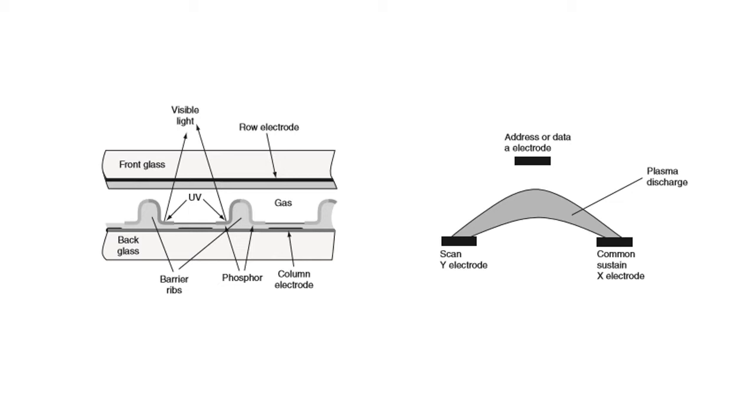Okay, and how is this plasma useful in TV? Phosphors, which emit different colors when excited, are used to cover the inside of the pixel. The ultraviolet rays that are generated in the discharge impact on the phosphor coating to emit colored light. The figure shown on the right is called a coplanar panel. It consists of a scan electrode and a common sustain electrode. The plasma discharge occurs between these two electrodes.